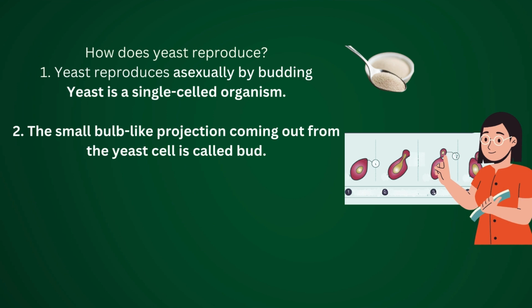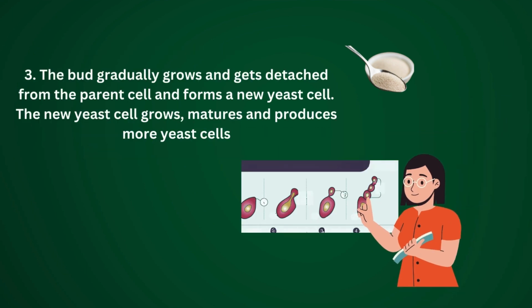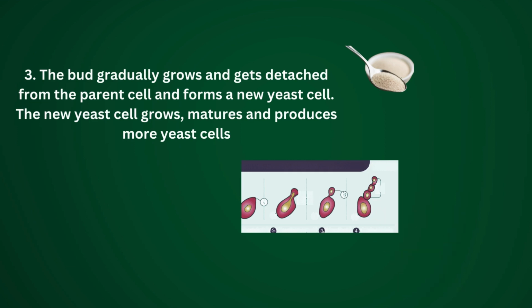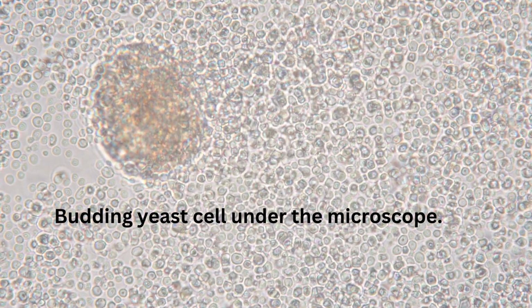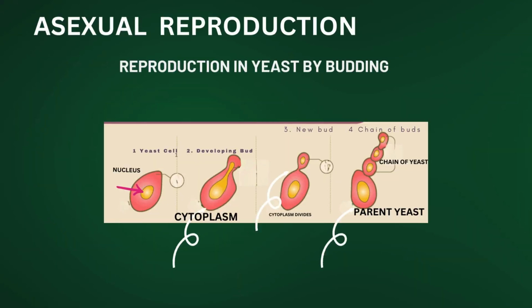Yeast reproduces asexually by budding. The small bulb-like projection coming out from the yeast cell is called a bud. The bud gradually grows and gets detached from the parent cell and forms a new yeast cell. The new yeast cell grows, matures, and produces more yeast cells. Budding yeast cell under the microscope.